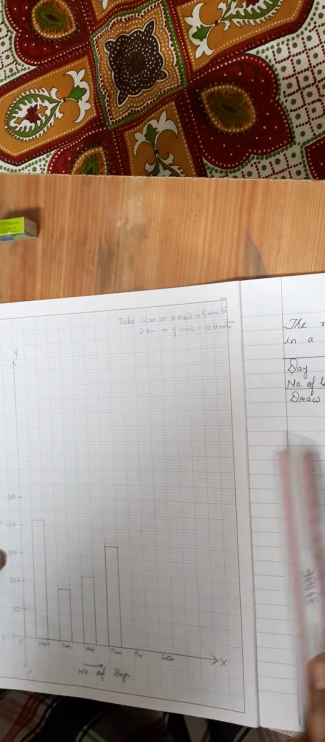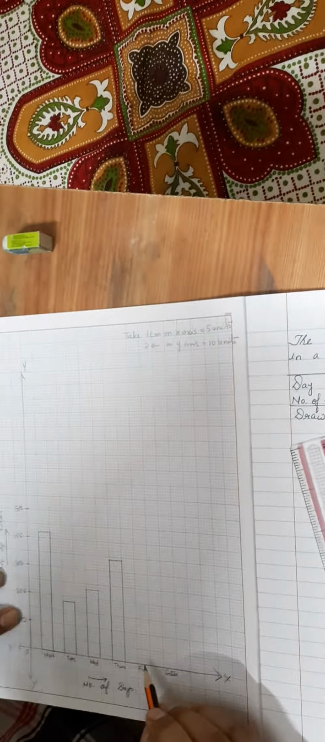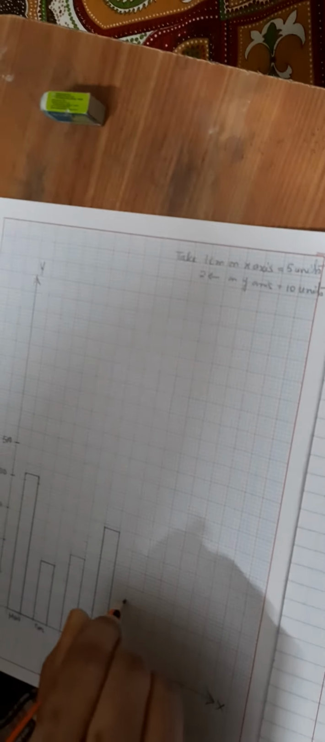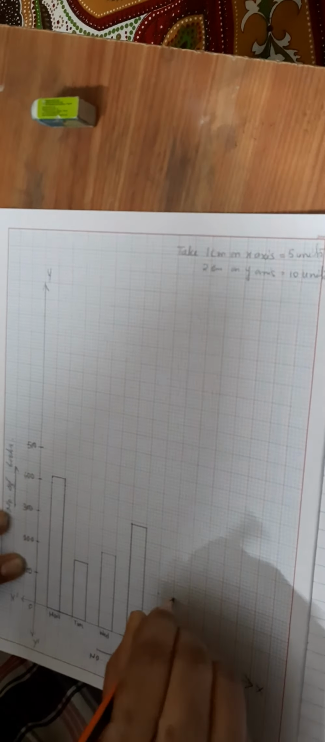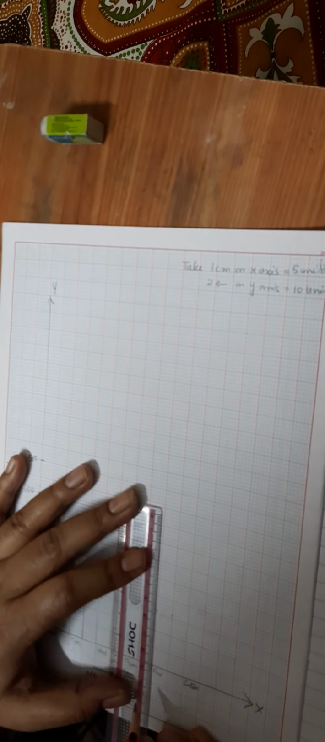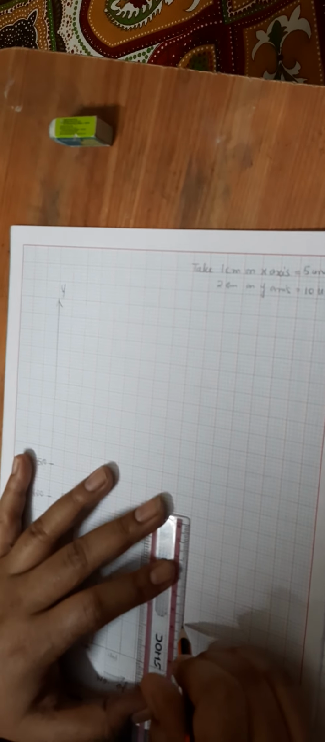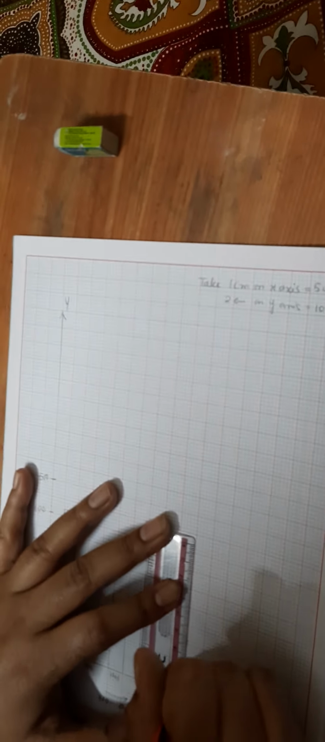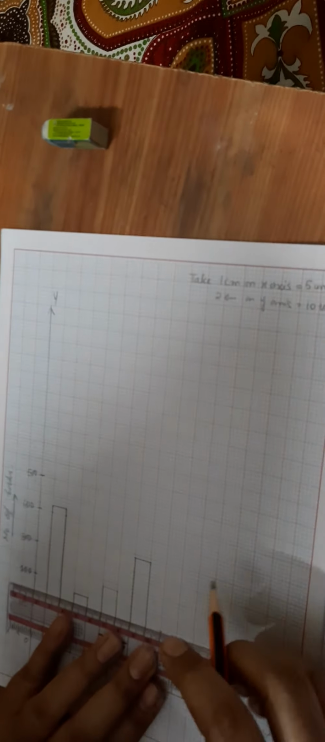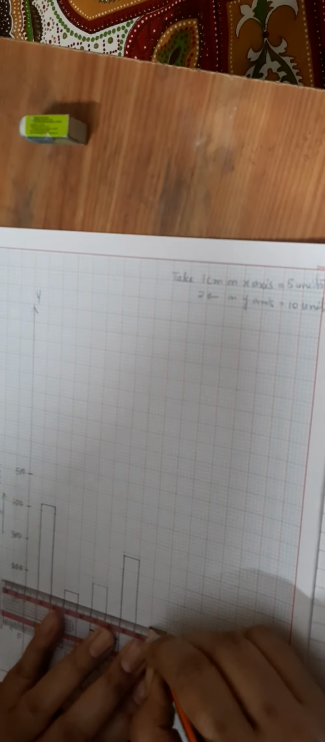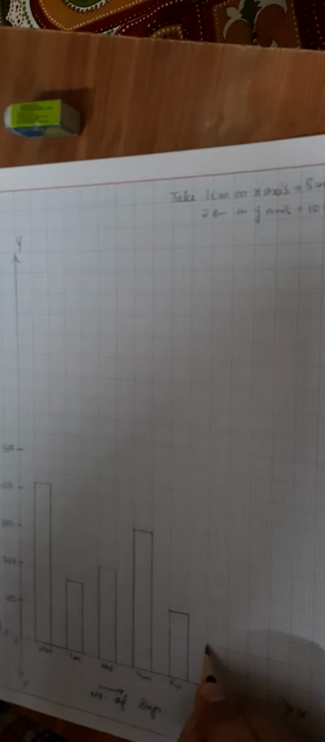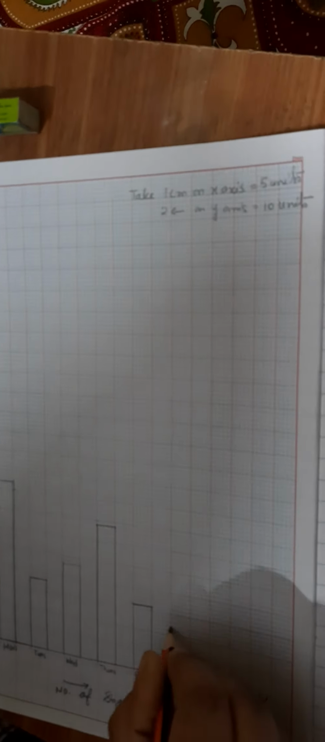Now next is Friday, 160. See, this is 150 and this is 60. Join it. So now the last one, Saturday, is 120. 100 is here. 10, 20.